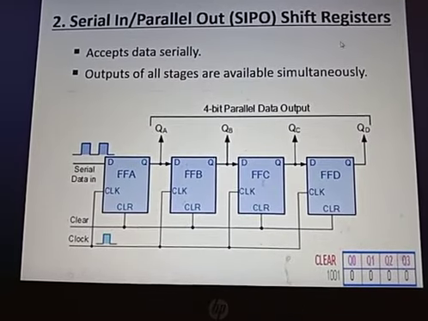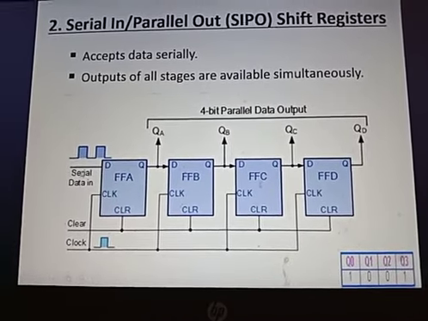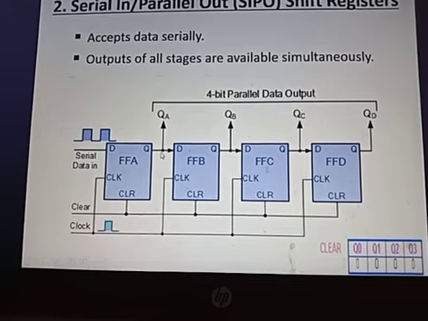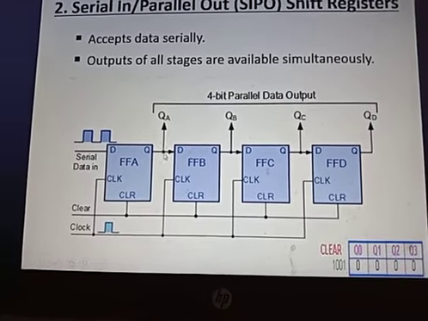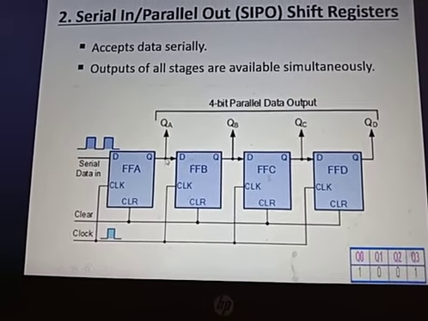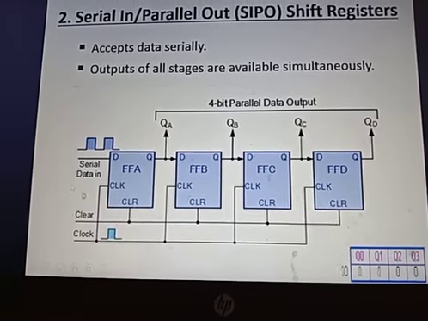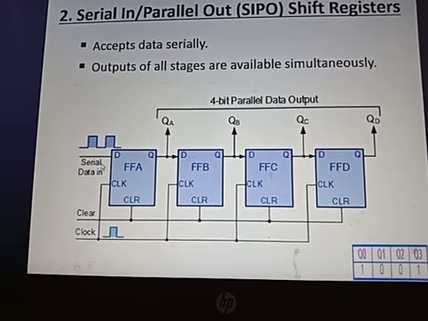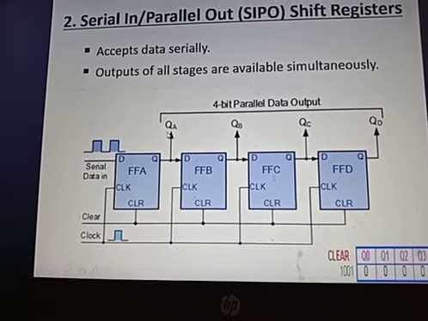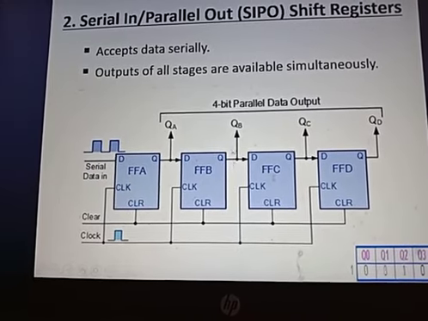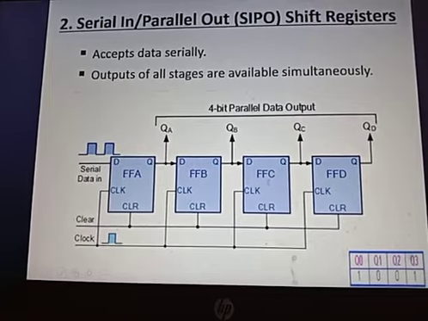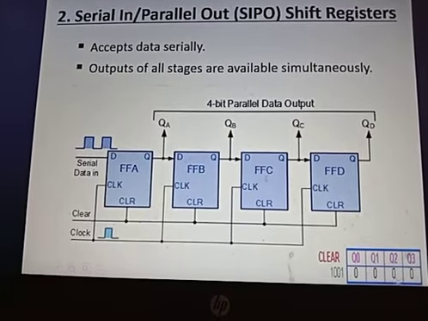Next one is the serial in parallel out register. The data is given serially here and you take the output in parallel. That means you take output from each flip-flop: QA, QB, QC and QD. So when you give data here, for the first clock pulse it will come out at QA. For the second clock pulse it goes to QB, like that. Look at this operation to understand.